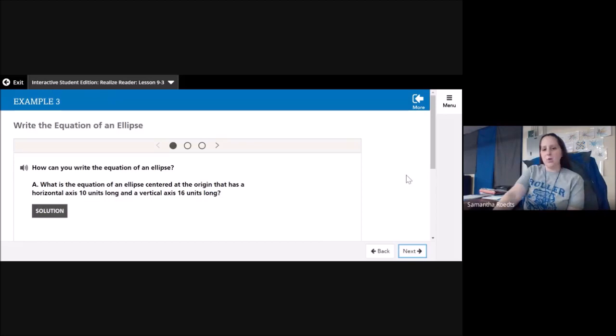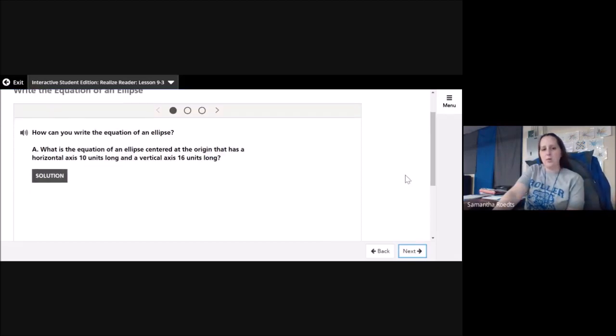Example 3, write the equation of an ellipse. How can you write the equation of an ellipse? What is the equation of an ellipse centered at the origin that has a horizontal axis 10 units long and a vertical axis 16 units long?